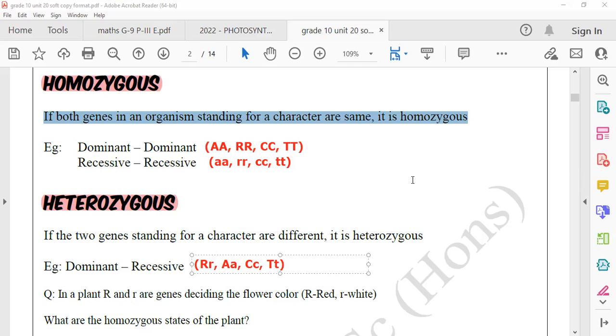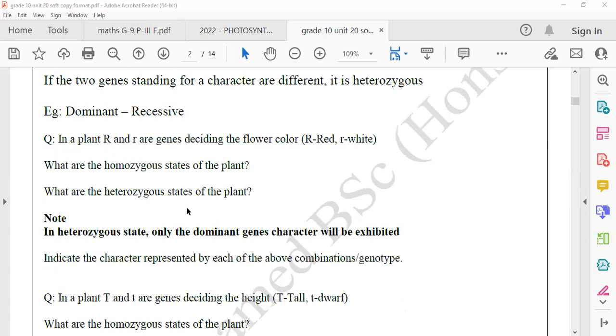Have you completed? Yes, sir. Right. So to understand how much you understood it, I am asking this question. In a plant, capital R and simple r are genes that decide the flower color. If capital R is there, what color flower will come? Red color. If simple r is there, what color flower will come? White color.